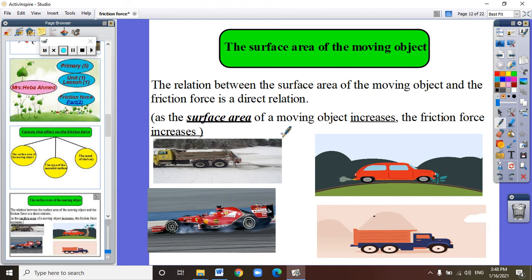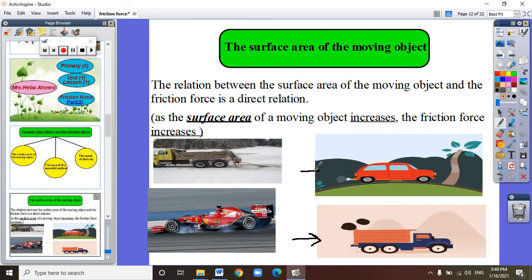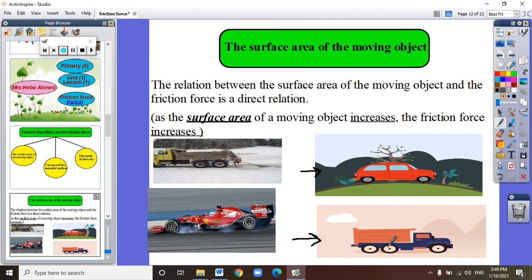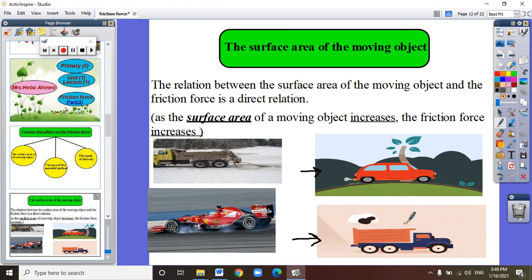Okay, in these two pictures, it's a very large car, which is a lorry, which has a very large surface area. But here, it's a small car, like our car, and it has a small surface area. This car has a small surface area and this car has a large surface area. If these two cars are moving at the same speed, and these two cars want to stop.